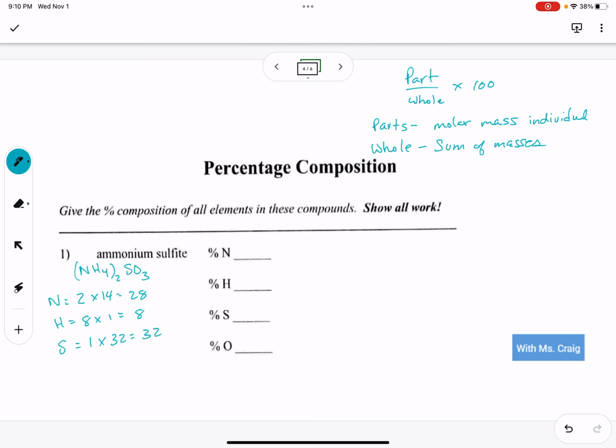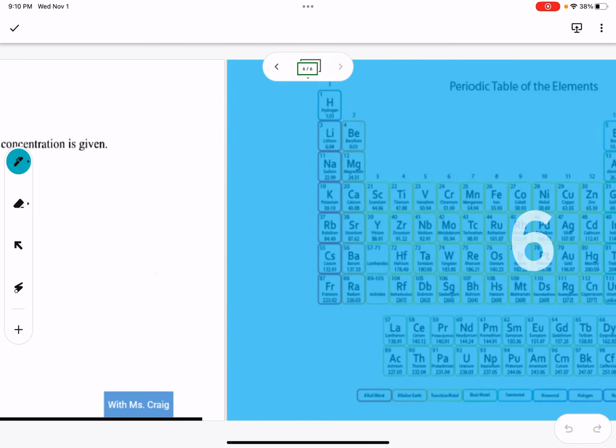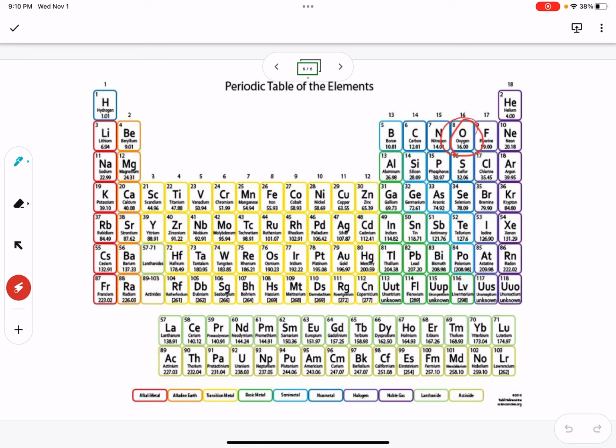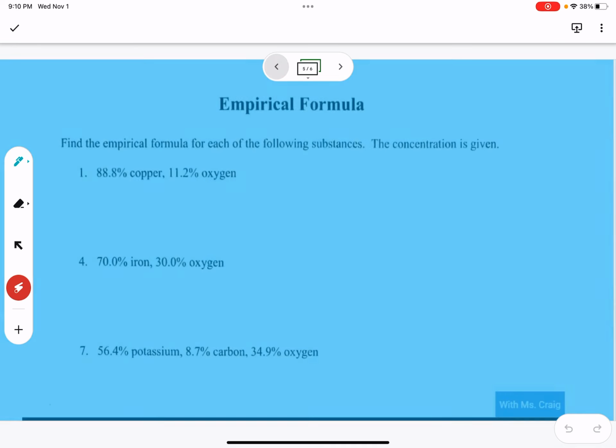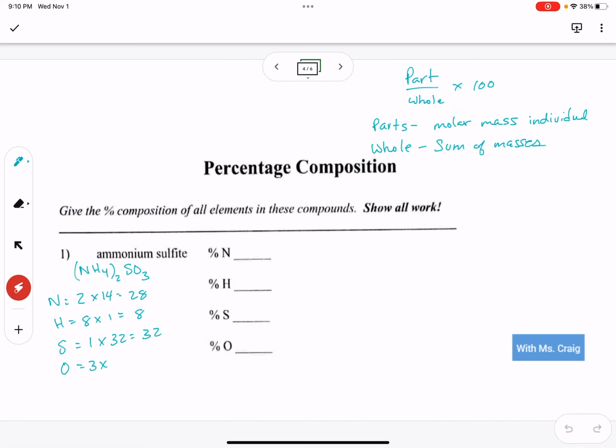And then we're going to look up the part for oxygen. Oxygen, there's 3, times the molar mass of oxygen, which is 16, but we'll look it up here. 16. 3 times 16. 16 is 32 plus another 16, 48. Okay, all right, so those are all of our parts.